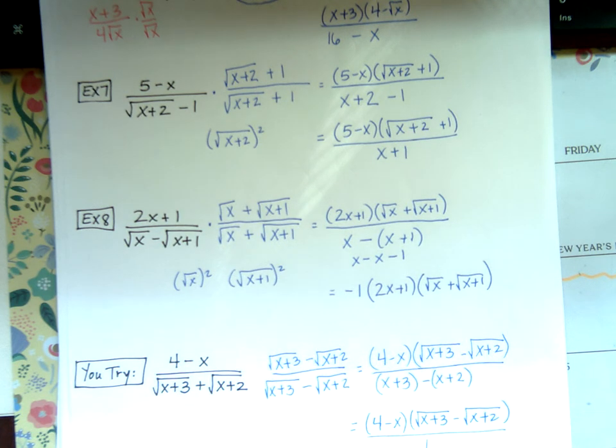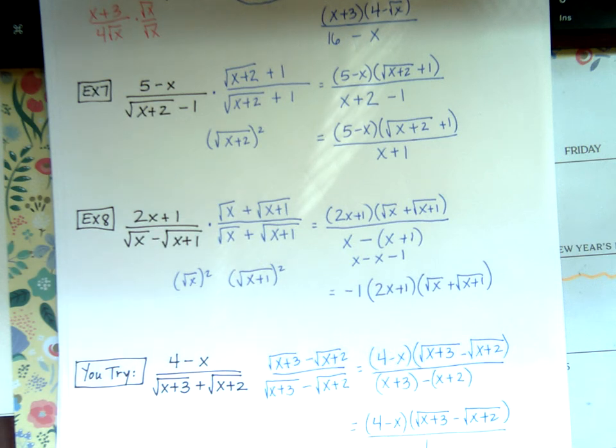Watch your signs in that denominator because of that subtraction, okay? So you end up with a denominator that's x plus 3 minus x minus 2. X's cancel. And 3 minus 2 gives you 1. This part is harder than the other. God forbid I was making you multiply out the numerators, huh? That would be really ugly.